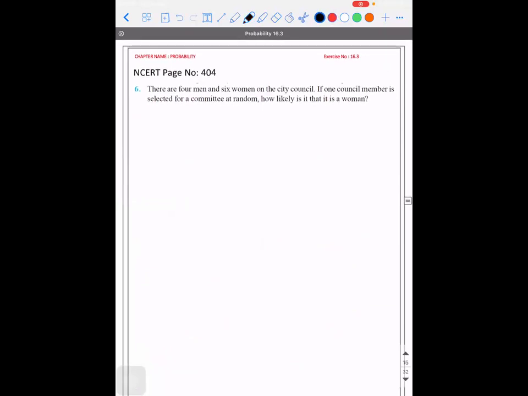Okay, going to the next problem. There are 4 men and 6 women on the city council. If one council member is selected for a committee at random, how likely is that to be a woman? So, what is the number of elements in the sample space? 10, sir. Yes, it is 10.